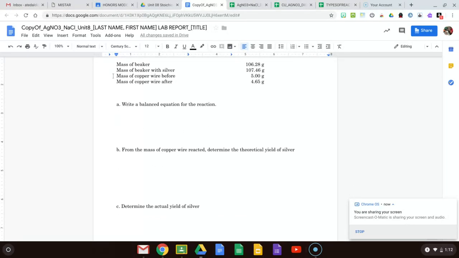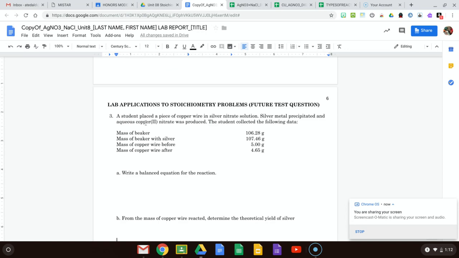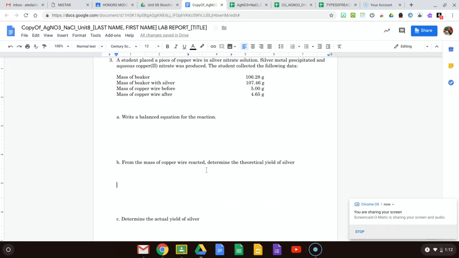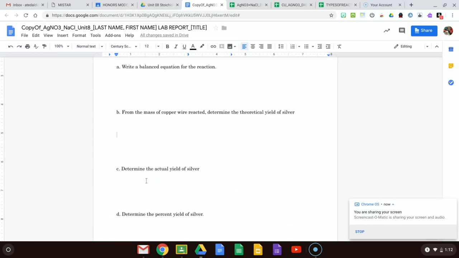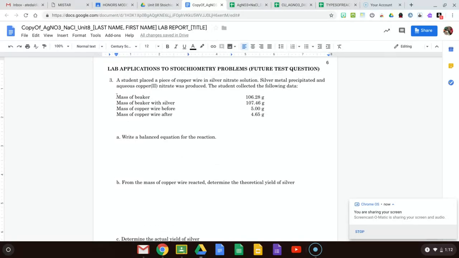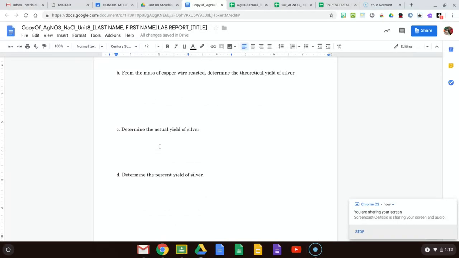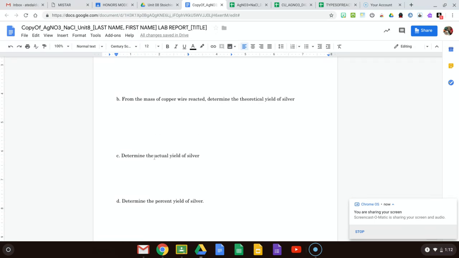From the mass of copper reacted, here's copper wire before and after. Remember, before and after, if I subtract those two, that's how much reacted. Throw that into a Vca table, use my moles of copper to figure out how many moles of silver I could get, and then determine the actual yield of silver, which is really just right here. I have an empty beaker, and then I have a beaker with silver. This is my actual yield, the difference between my beaker and silver. And then percent yield is going to be your answer from C over your answer from B times 100. It's your actual over theoretical times 100.